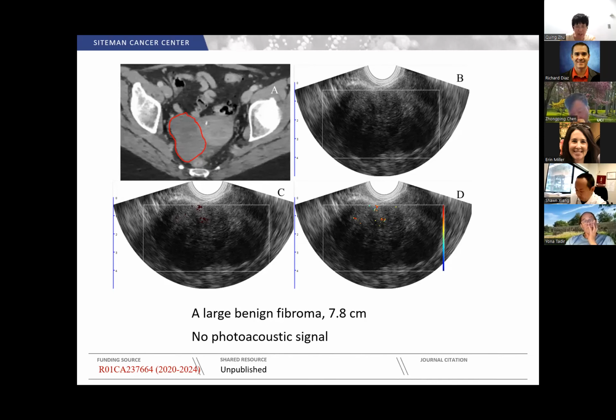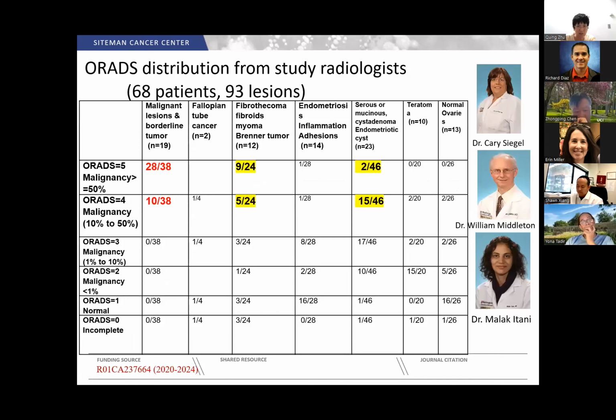So we are encouraged that there's a good indication that photoacoustic imaging can be useful for separating malignant versus large benign lesions. And in this round, we engaged our 3 radiologists, and they all read the lesions based on ultrasound and the CT. They grade the lesions based on the current state of the art. They call it ORADS. Some of you are familiar with the breast one called BI-RADS. Here for the ovaries it's called ORADS.